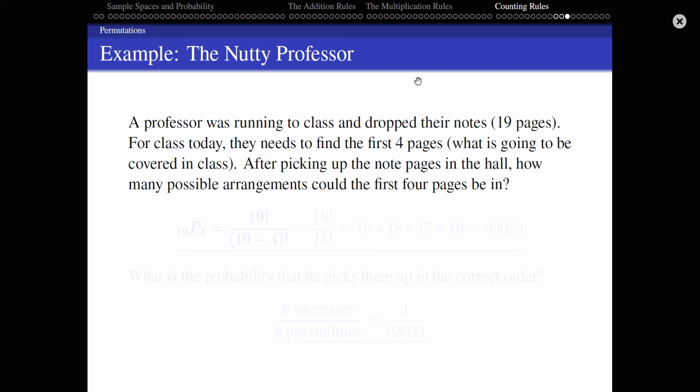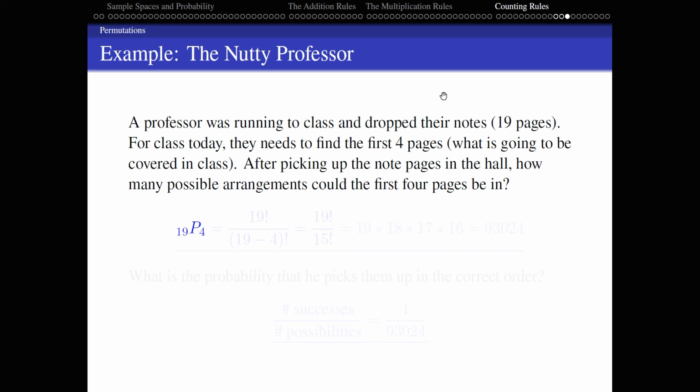It could be page 1, 2, 3, 4. That would be the correct order, but it could also be page 19, then page 14, then page 1, then page 8. So how many different ways could this happen? We use the permutations equation because the order matters. If I have page 1, then 2, then 3, then 4, that's very different than if I have page 4, then 3, then 2, then 1. If I taught page 4 first and then went to page 3, then page 2, then page 1, nobody would understand anything that I'm talking about.